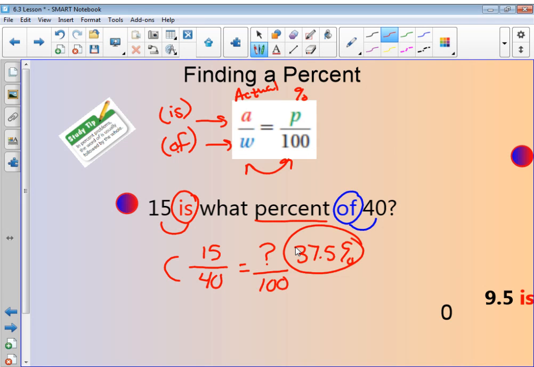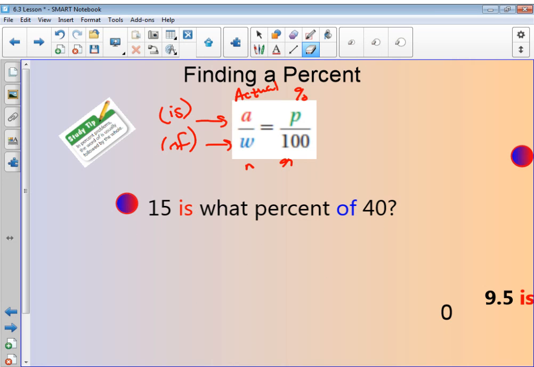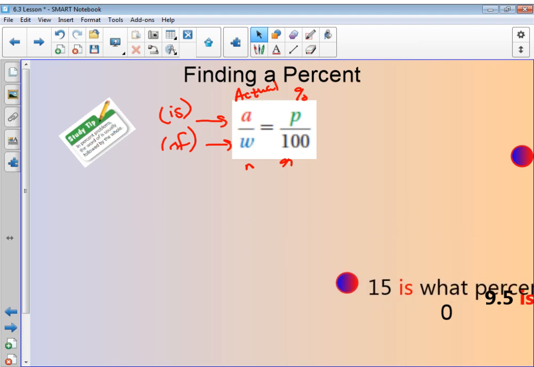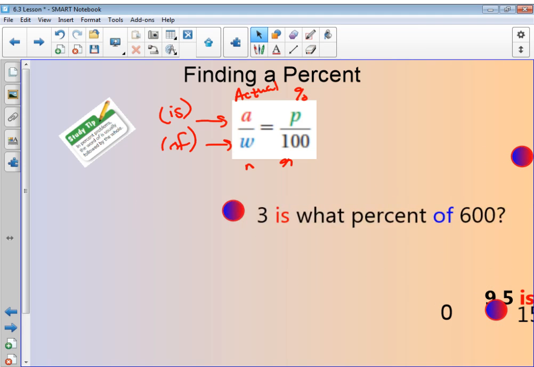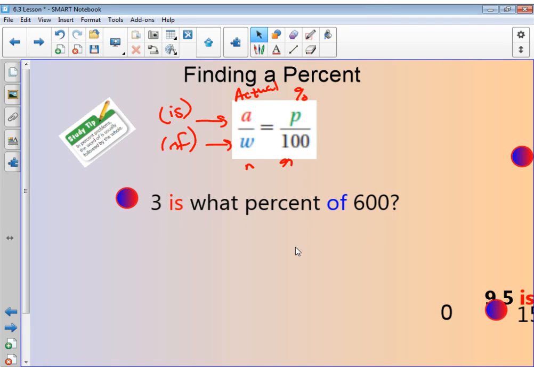Okay, let's try another one of those. And I tried to be very visual with you. Obviously, when you get into your own work, you're not going to have it color coded. So you're going to have to remember these specific words. It's always is over of, because of is the whole, is the part.